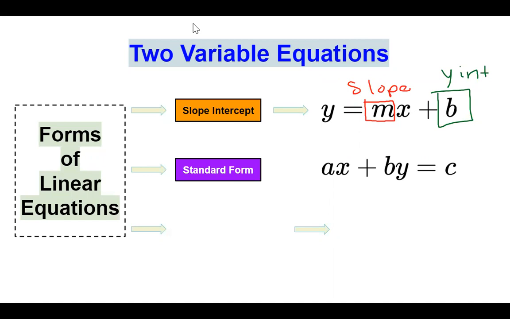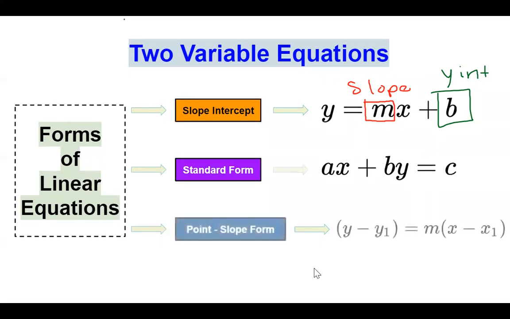They're now going to have a value instead of A or B, okay? And C is my beautiful constant, so that's why it stays on the right side, okay? And the last one, I'm pretty sure you guys have seen this one. This one is called point slope form.